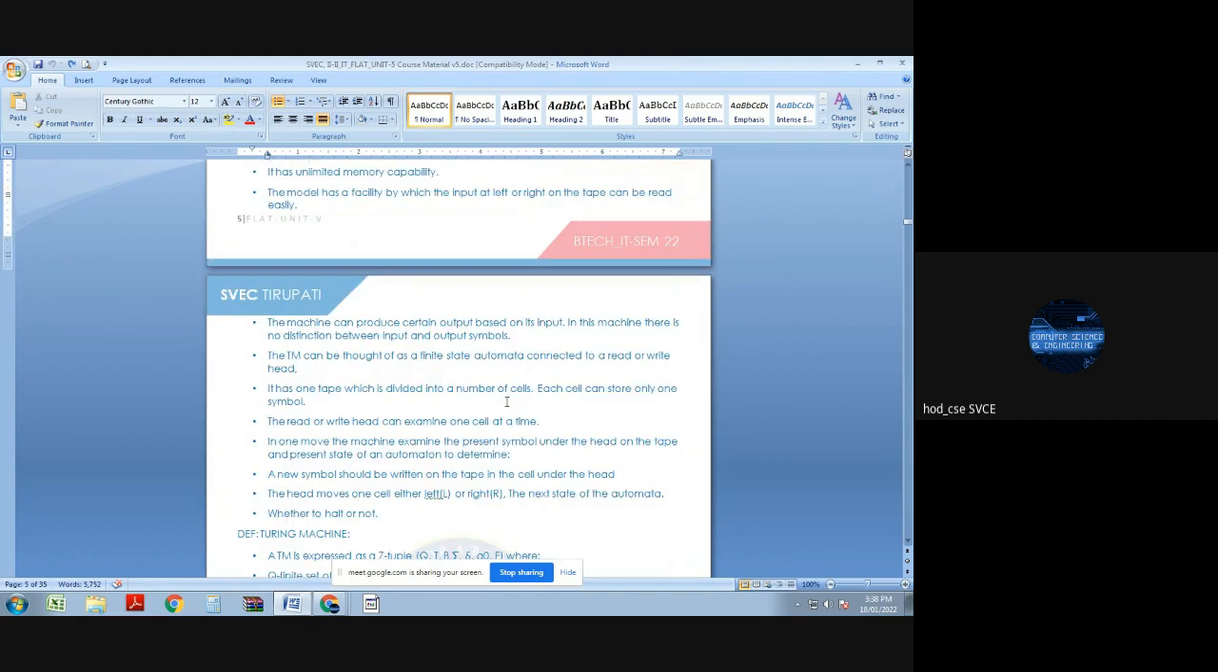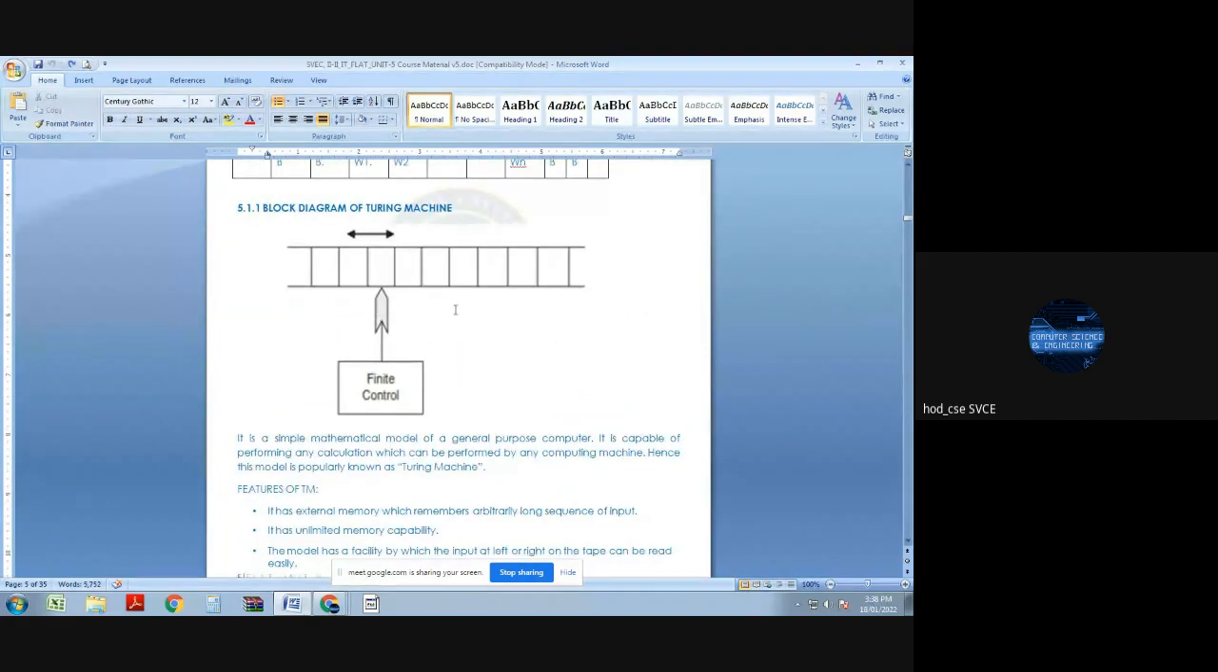Before that, finite automata and PDAs move only in one direction, that is, on the right-hand side only. Once it reads the current cell, the read-write head automatically moves to the next cell and reads the input on the next cell. Likewise, it goes on. But here in Turing machines, the read-write head can move to the left-hand side or right-hand side. So this is the block diagram of a Turing machine.